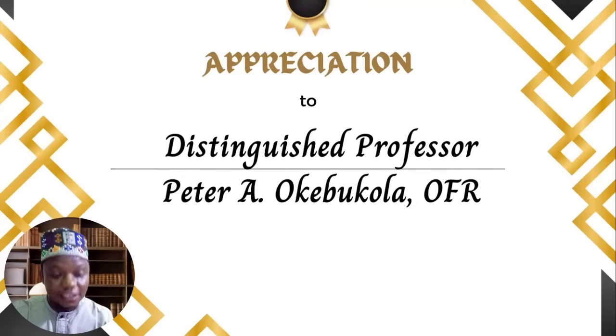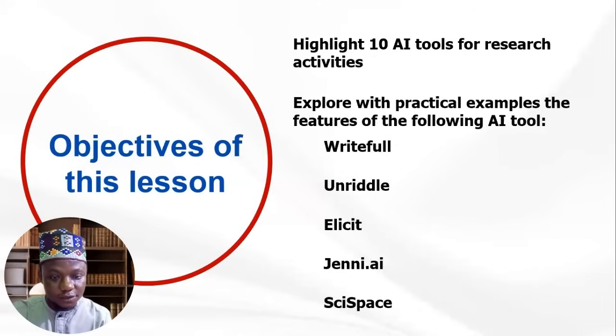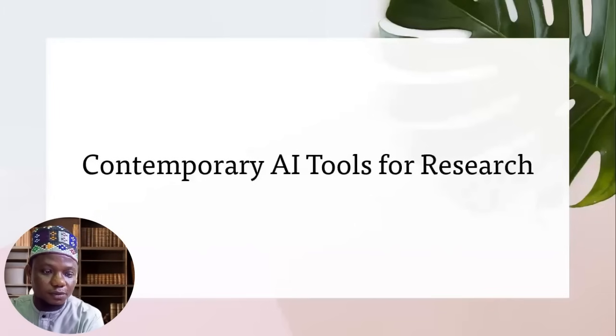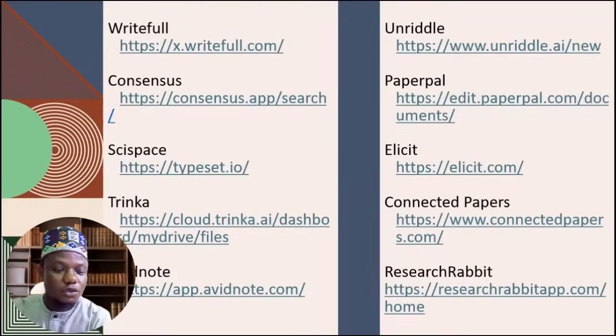Having said that, in this lesson, we will look at over 10 AI tools that can be employed to enhance our research activities. We would also explore with practical examples the features of the following AI tools and how we can use them to improve our research functions. What are these AI tools? We will start with Rightful. We'll look at Consensus, SciSpace, Trinka AI, Avid Notes, Unriddle, PaperPal, Elicit, Connected Papers, Research Rabbit, and some others.